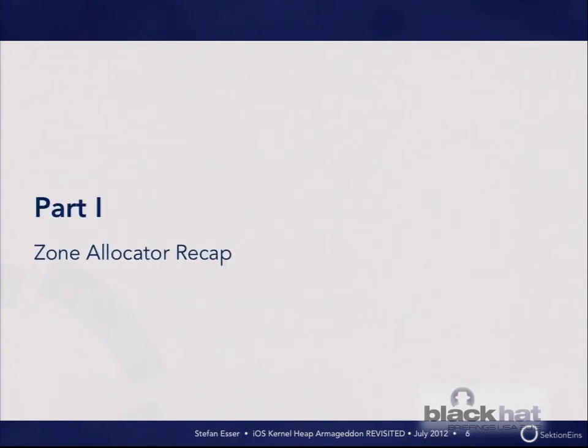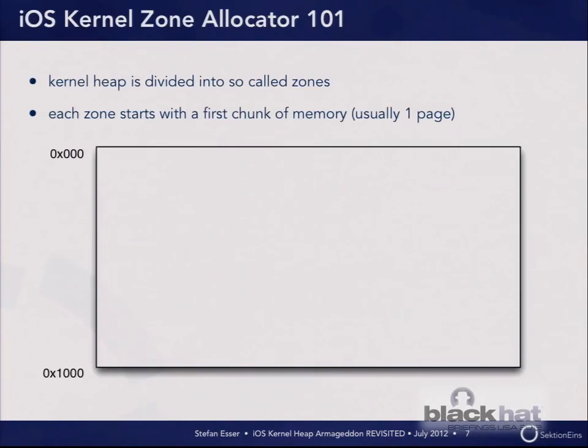Let's get into the zone allocator quite fast. The idea of the zone allocator inside the kernel is that the kernel heap is divided into so-called zones. Each zone starts with a first chunk of memory, usually one page, but it can also be multiple pages, depending on the definition of the zone.